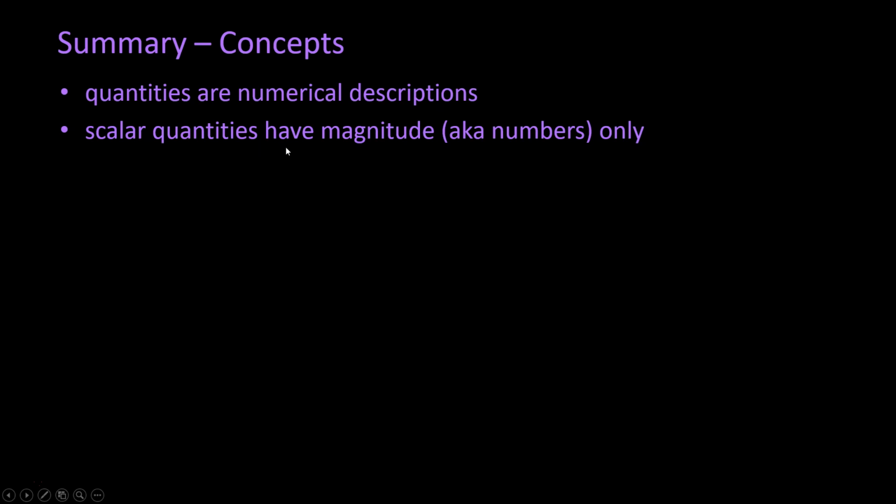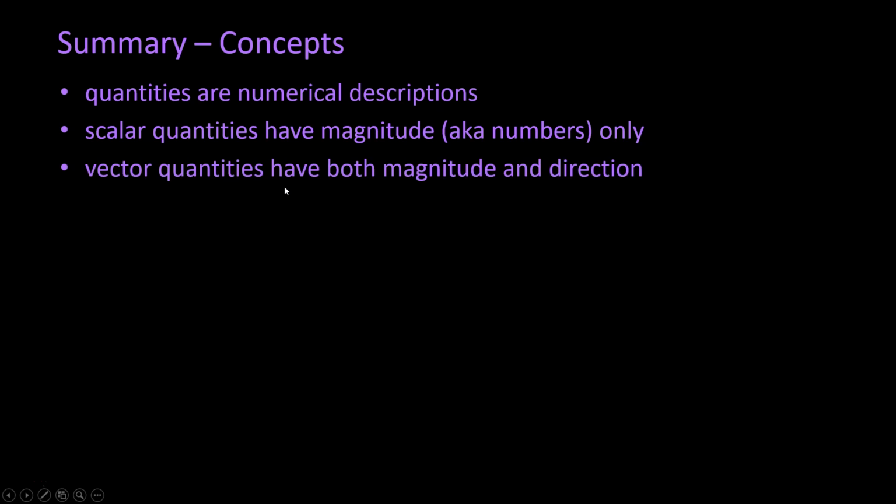Well, this wraps up what we wanted to learn about describing motion with words. Let's take a look at our key terms. Quantities are numerical descriptions. Scalar quantities have magnitude only, in other words, only numbers. Vector quantities have both magnitude, that's a number, and they have a direction.